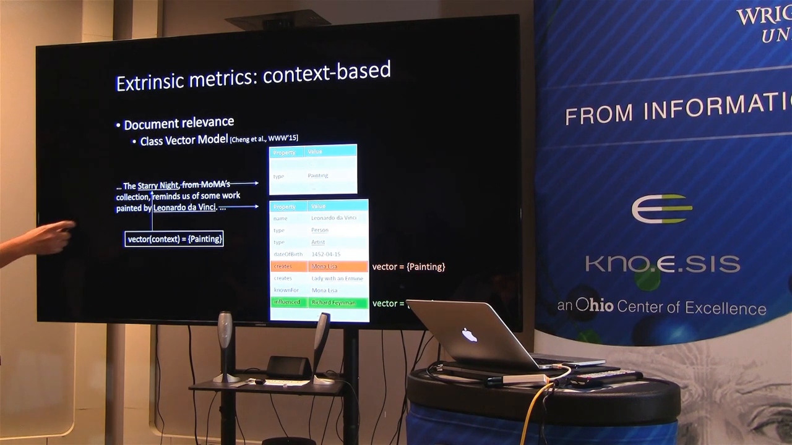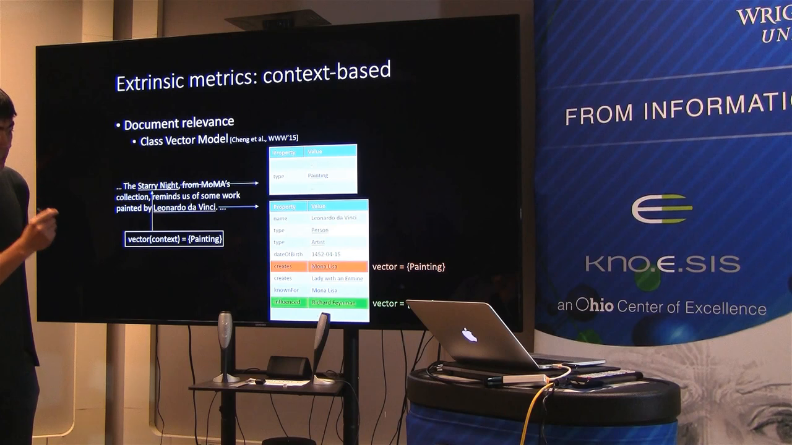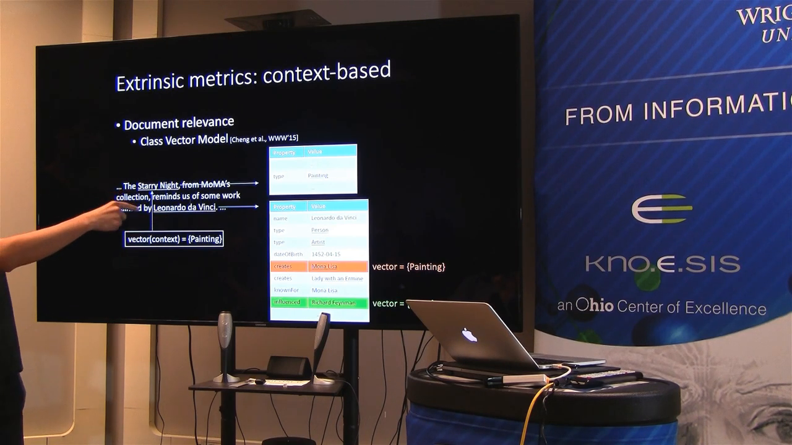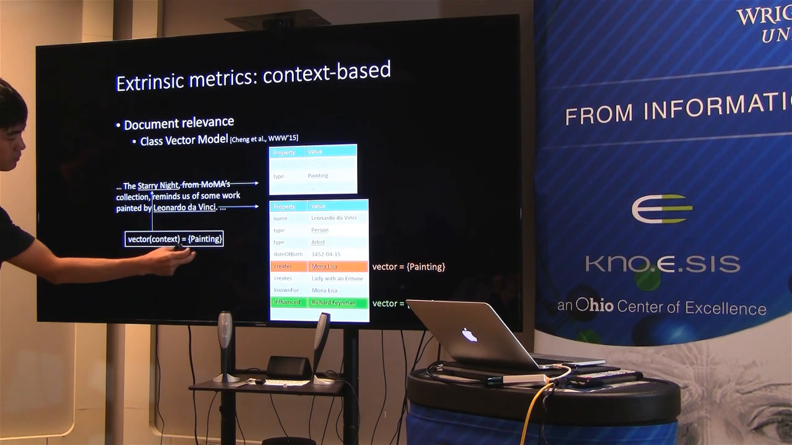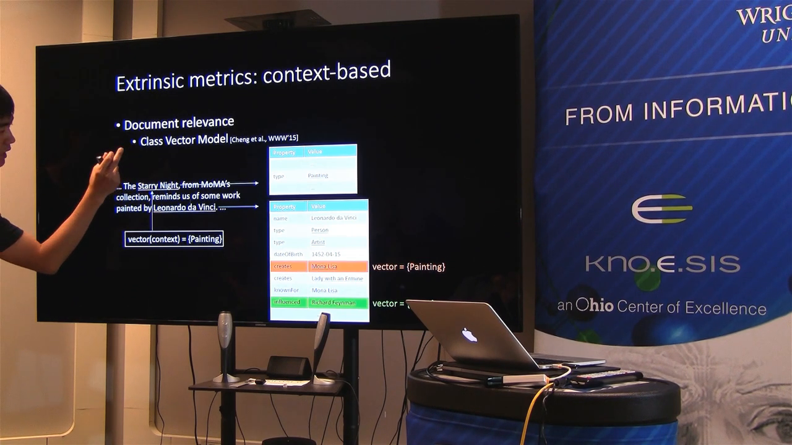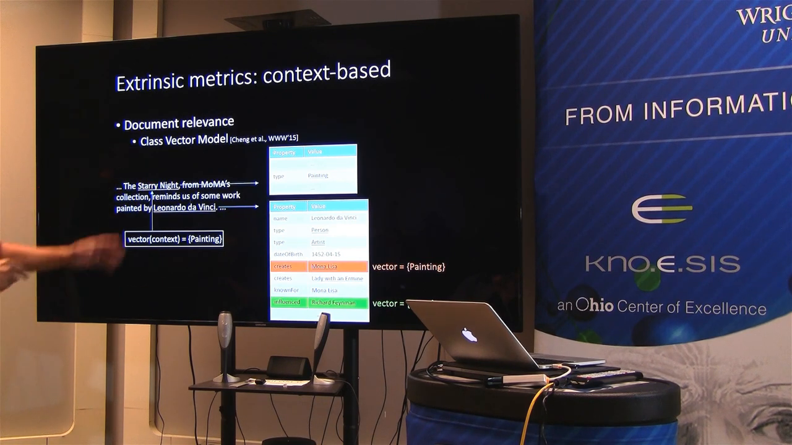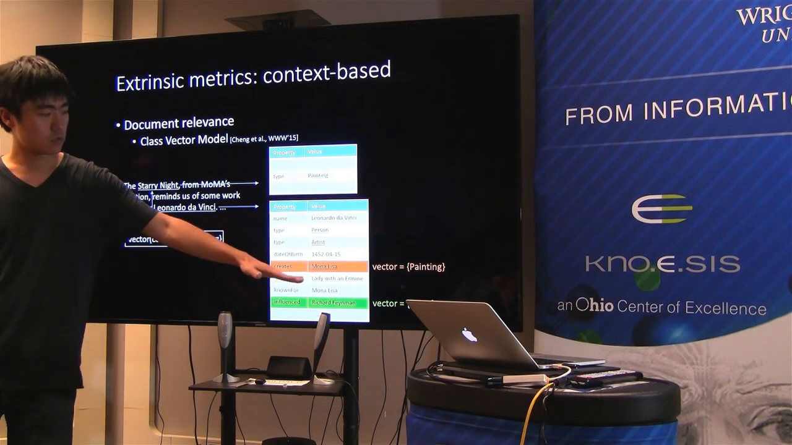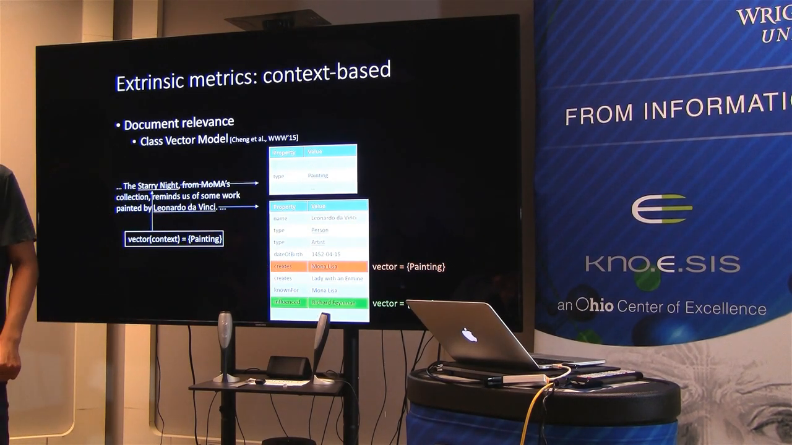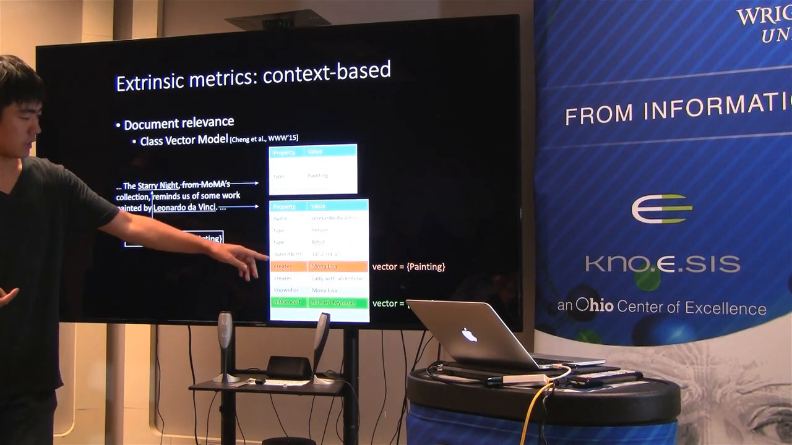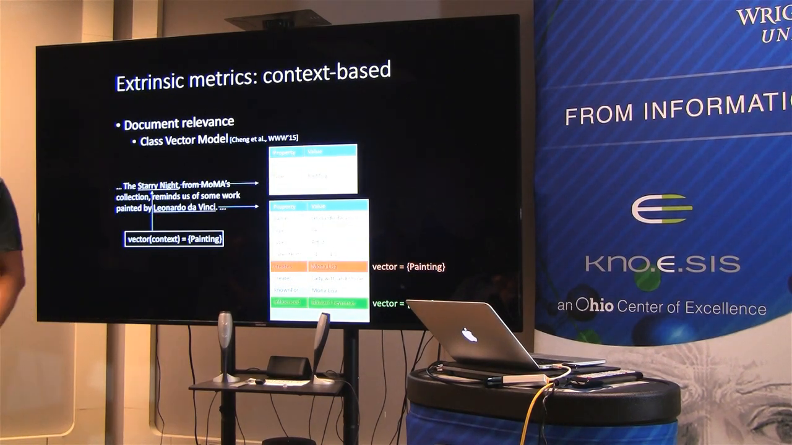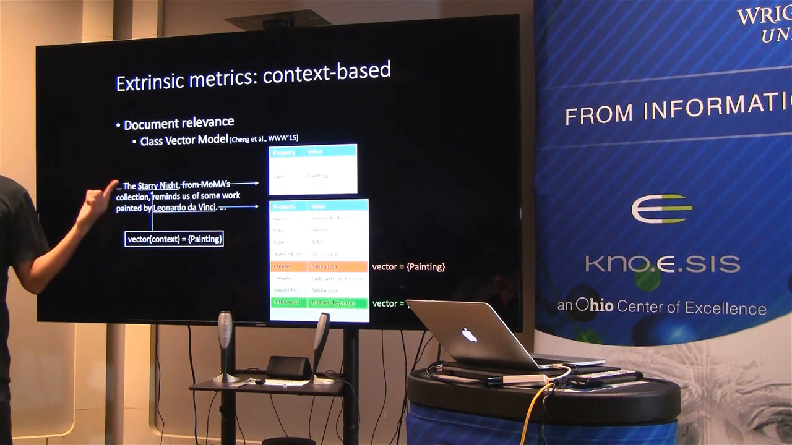So for instance, when we try to generate a summary for Leonardo here, we know from the context that this document describes Starry Night, which is a famous painting. Painting is the type of this entity, right? And then when we generate a summary for Leonardo, we can also try to choose some property value pairs that also describe paintings, like Leonardo created Mona Lisa, because that matches the context.